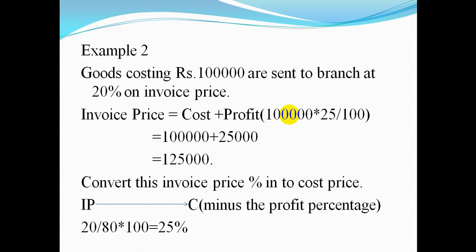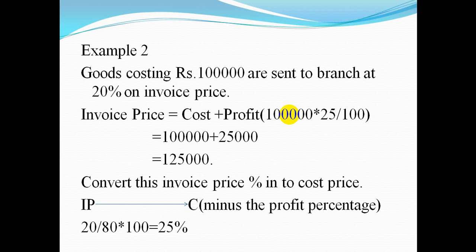Now we calculate the invoice price is equal to cost plus profit. Our cost, as already discussed, is 1 lakh. Now we calculate the profit: 1 lakh into 25 divided by 100. We get the profit is 25,000. So now the invoice price is 1 lakh 25,000.